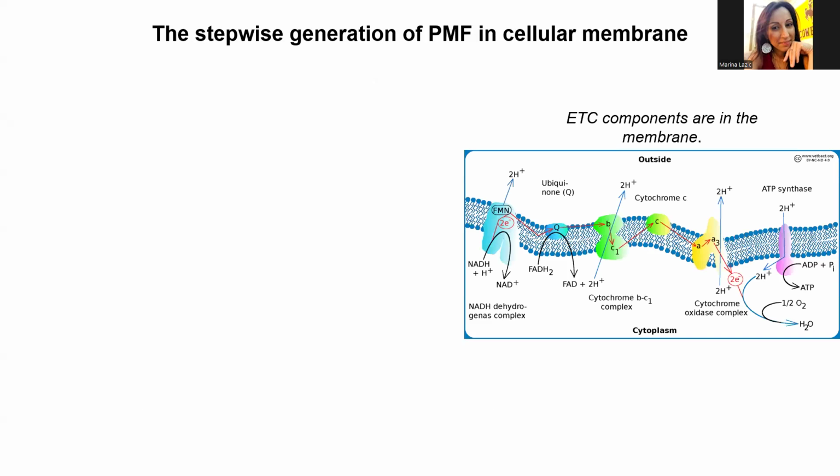So how is proton motive force generated in the cell membrane? Again, everything is happening in the cell membrane, and we will go step by step to make sure that everyone is on the same page on how proton motive force is generated. This is just a brief, simplified picture of how the electron transport chain looks in the membrane. It's nothing else but a set of proteins in a membrane that are accepting and releasing electrons, which is followed by proton diffusion.